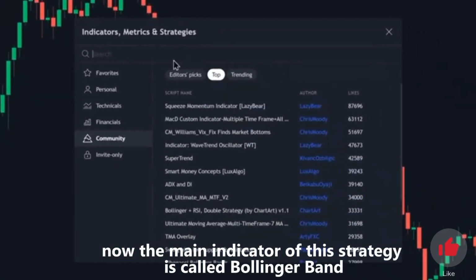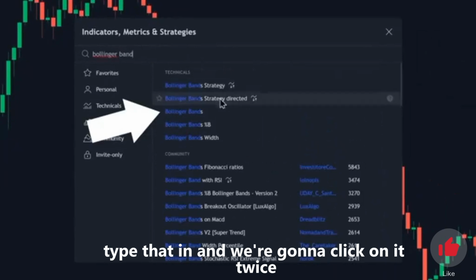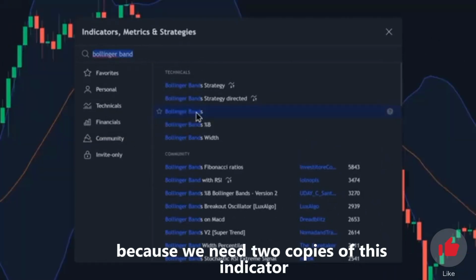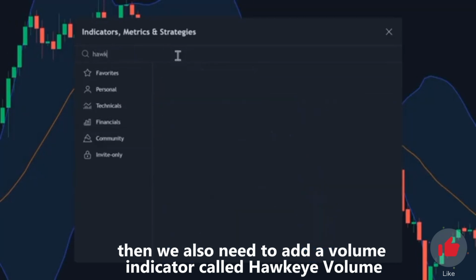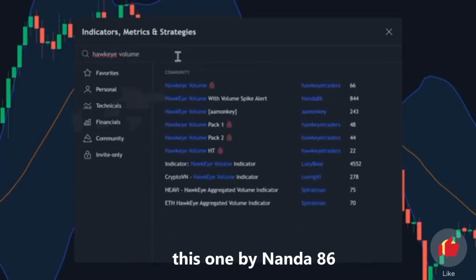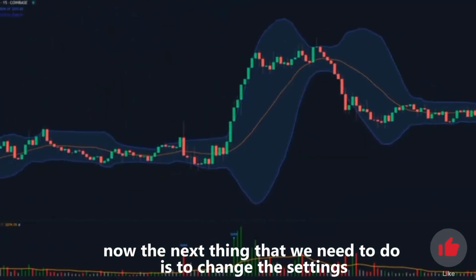Now, the main indicator of this strategy is called Bollinger Band. Type that in. And we're gonna click on it twice because we need 2 copies of this indicator. Then we also need to add a volume indicator called Hawkeye Volume. This one by Nanda86. Now, the next thing that we need to do is to change the settings.